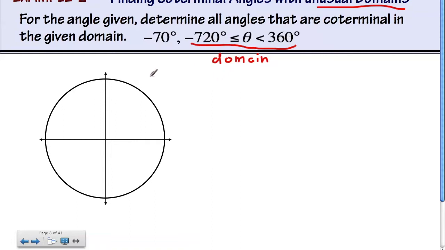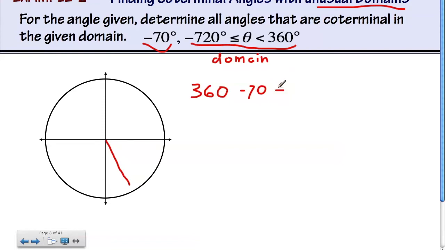Okay, the first thing we want to do is let's draw the negative 70 into our quadrant. So negative 70 is roughly about there. Okay, so I draw the angle in. Now we have to list all the coterminal angles. So let's do the positive one first. Let's go 360 and let's add it to what was given, so negative 70.